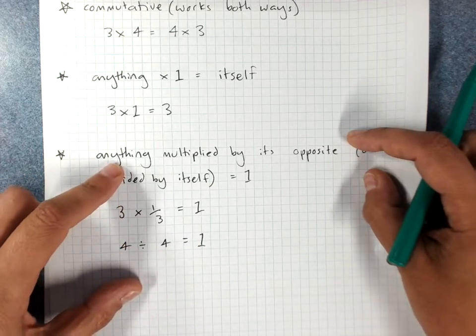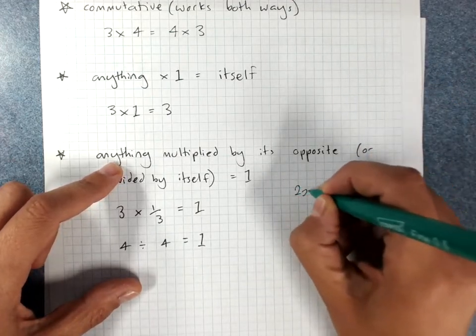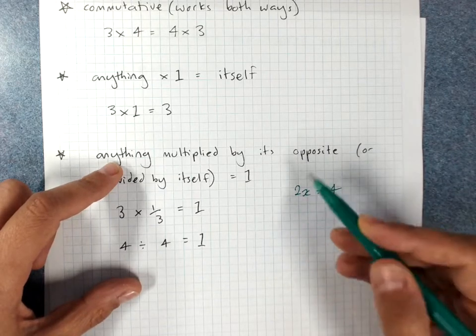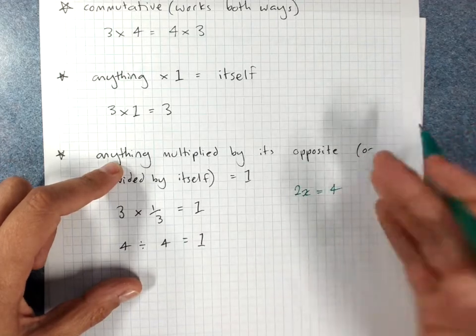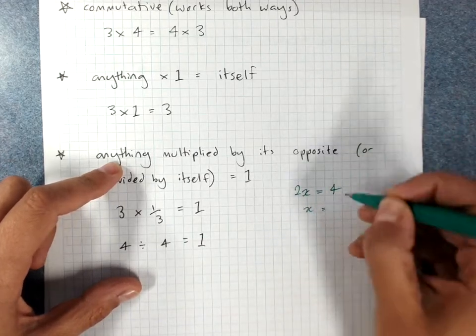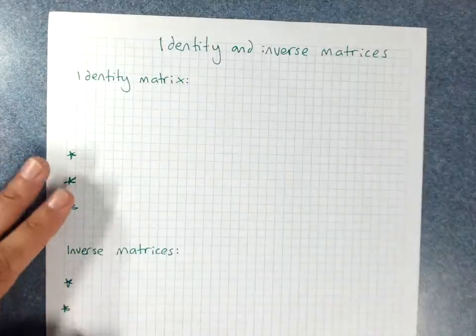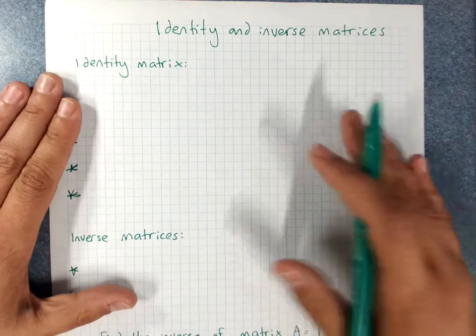For example, in solving equations, if I've got 2x equals 4, this is x times 2 equals 4. I need to be able to reverse that times 2 to cancel it out, to discover that x is 4 divided by 2, which is 2. So there's a bunch of things in maths that have similar aspects with matrices.